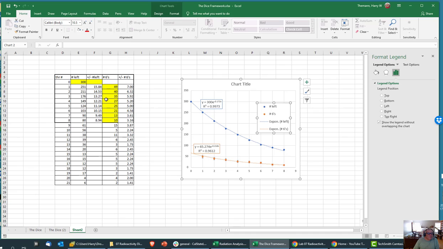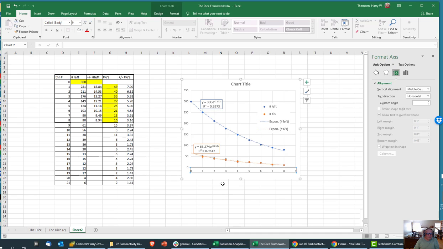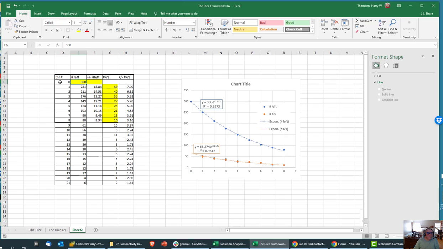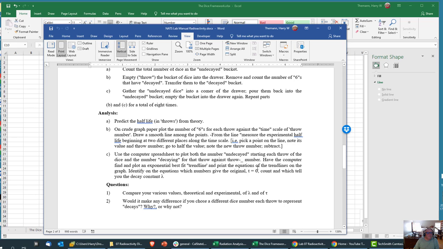Now, let's see. One thing we see is that we have a half-life here of approximately 4 seconds. And as a prediction we can make just from the graph, because you see at time 0 we have 300, and at time 4 we have 149 left. And let's see how that compares to what the manual says.